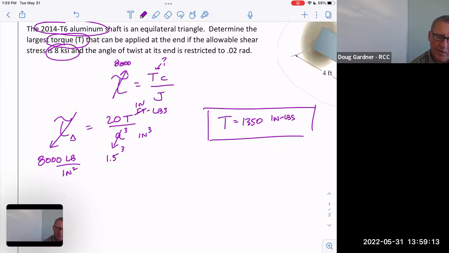Now, what does it go on to ask? Notice that this time it gave us an allowable shear stress of 8,000, but then it went on and said there's even a limitation on the angle of twist. In other words, we don't want this thing twisting more than 0.02 radians. Well, isn't there a formula for that too? Again, I'm stealing this off that sheet.